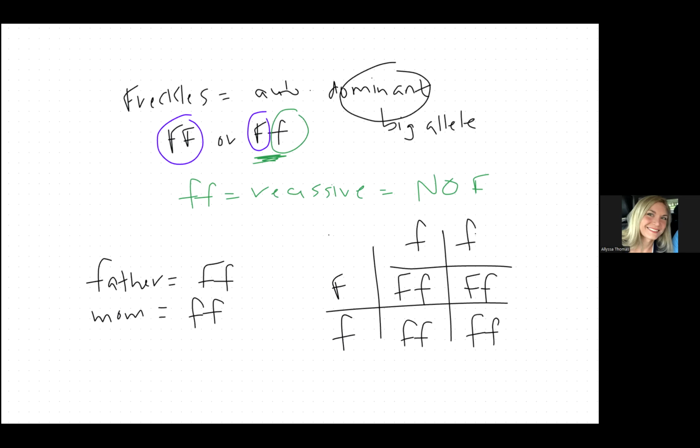So for the probability, every time mom and dad reproduce, there's a 50-50 shot. In this circumstance, every time mom and dad have a baby, it's not 2 of the 4 times they have the baby. Every single time they have a baby, there's a 50-50 shot that that child is going to have freckles.